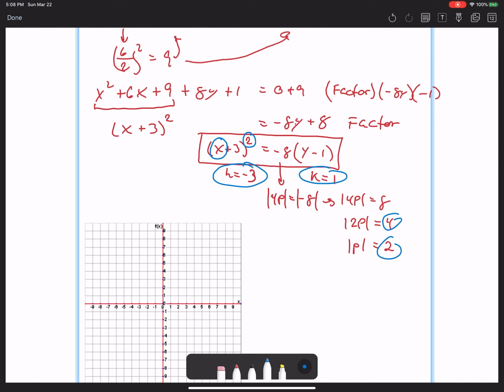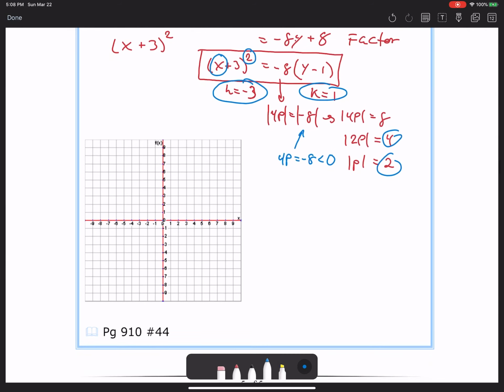Oh, and let's use the fact that 4p equaling negative 8 is less than 0. Alright, so there are a lot of things that we're using in order to graph this thing correctly. Let's see what we get.